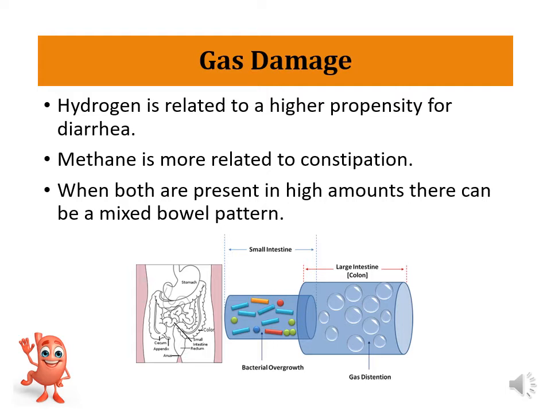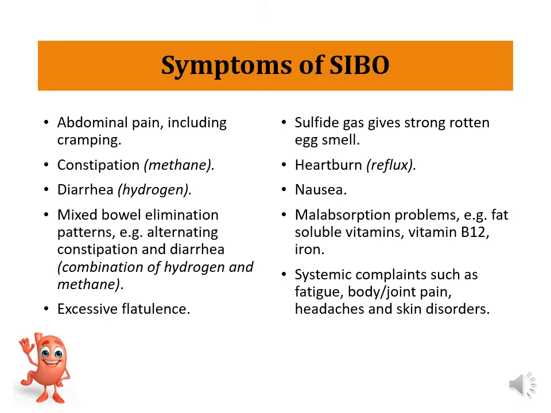That doesn't mean that all cases of constipation or all cases of loose stool or diarrhea are due to these gases, but in this particular condition of SIBO, that's usually the way things play out. There's a lot of different symptoms related to small intestine bacterial overgrowth: abdominal pain and cramping, mixed bowel patterns depending on what gas is most prevalent, excessive flatulence, heartburn, nausea. We even can get systemic problems: body and joint pain, headaches, skin disorders, fatigue, etc.